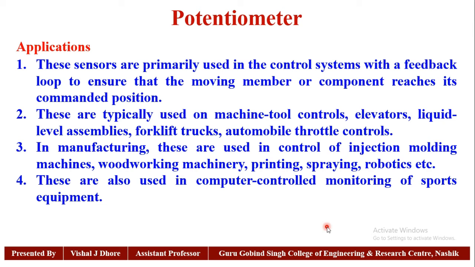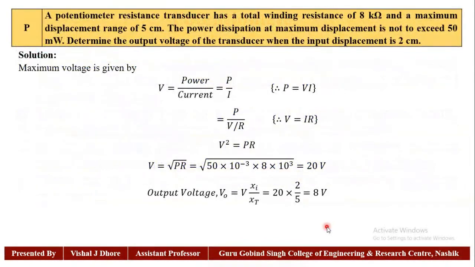So let us solve some simple numericals on the potentiometer topic. This is the first numerical. The statement is that a potentiometer resistance transducer has a total winding resistance of 8 kilo ohm and a maximum displacement range of 5 centimeter. The power dissipation at maximum displacement is not to exceed 50 milliwatt. Determine the output voltage of the transducer when the input displacement is 2 centimeter.